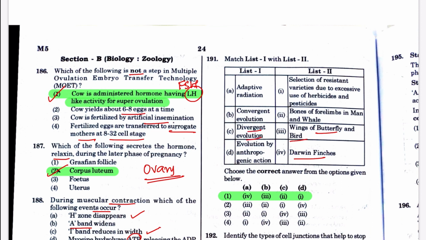So option 2 must have been correct. Bones of 4 limbs in man and whale. And evolution by anthropogenic action, which is man's actions. Okay, so selection of resistant variety due to excessive use of herbicides and pesticides, man-made actions, right?